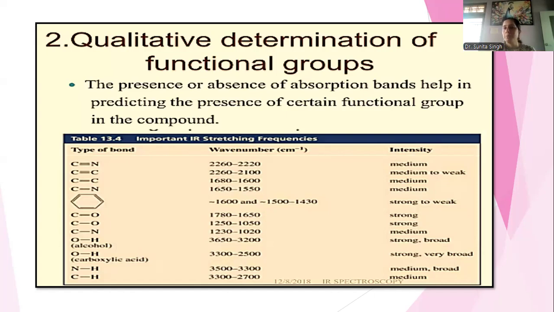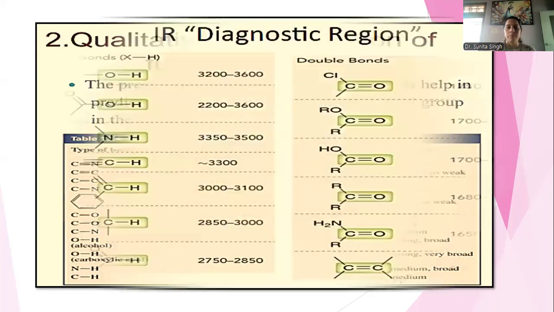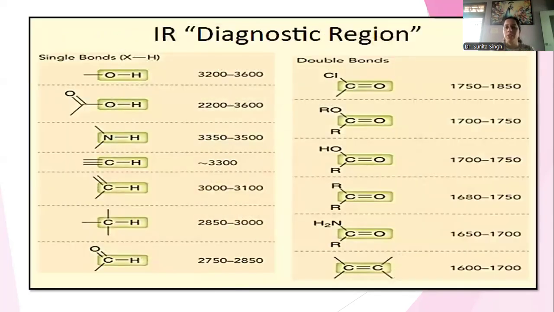So the presence or absence of absorption bands helps in predicting the presence of a certain functional group in the compound. So at least we should have a rough idea about these frequencies when it comes to solving any problems related to IR frequency. This is a diagnostic region for single bonds as well as double bonds. We have different frequencies.